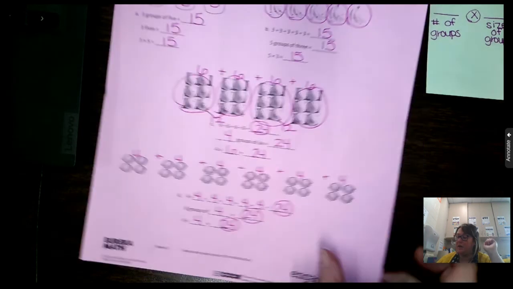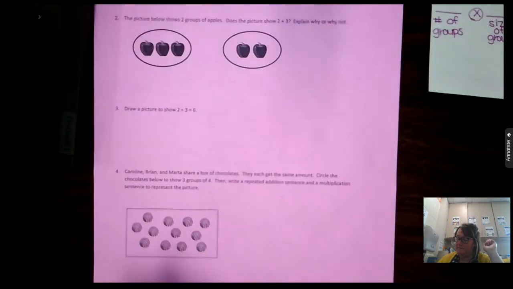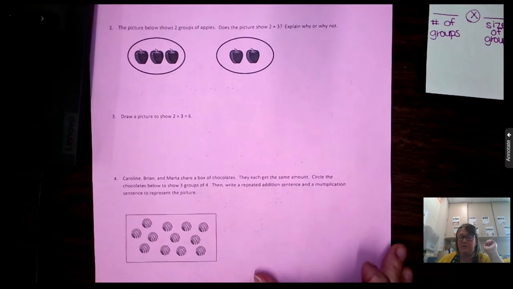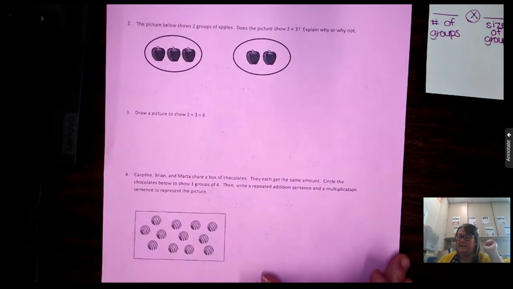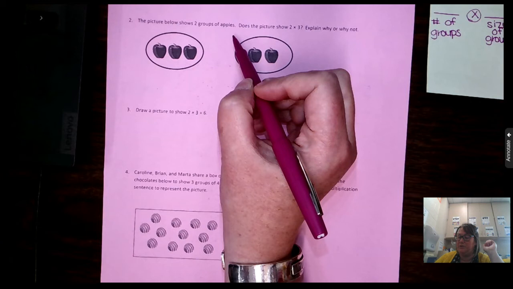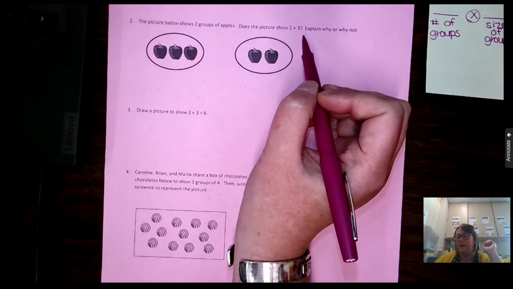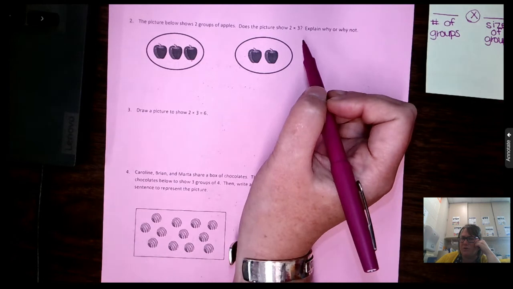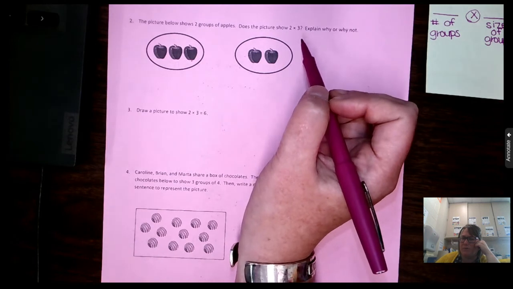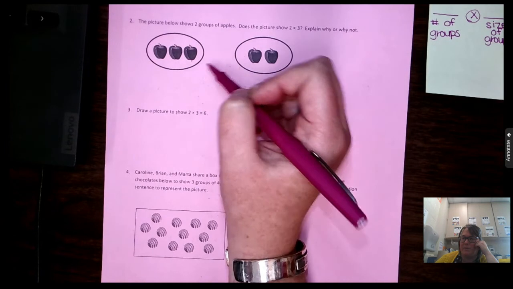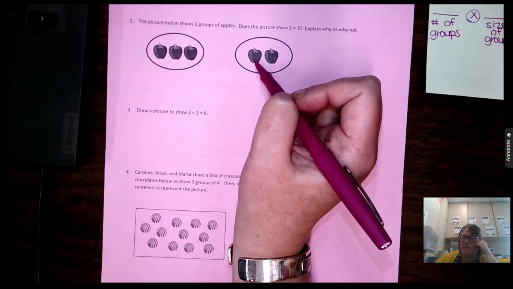All right, flip it over. And we're just going to breeze through this quickly. It says the picture below shows 2 groups of apples, 1, 2. Does the picture show 2 times 3? Explain why or why not. Do you think this picture shows 2 times 3? What do you think? Yes or no? 2 groups, one has 3 and one has 2. Does it show 2 times 3?